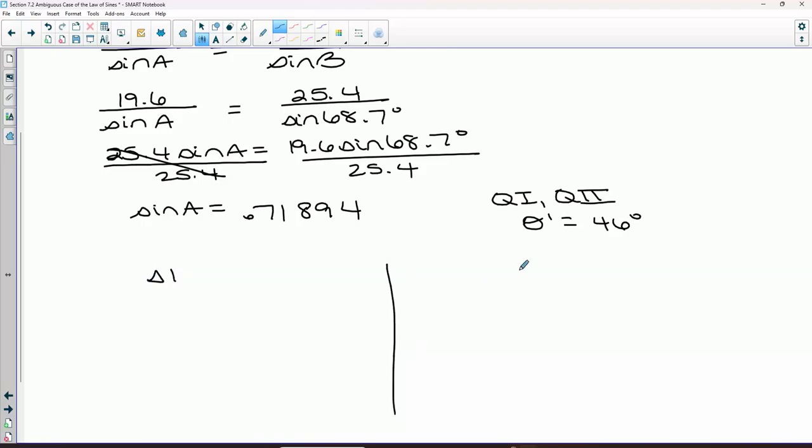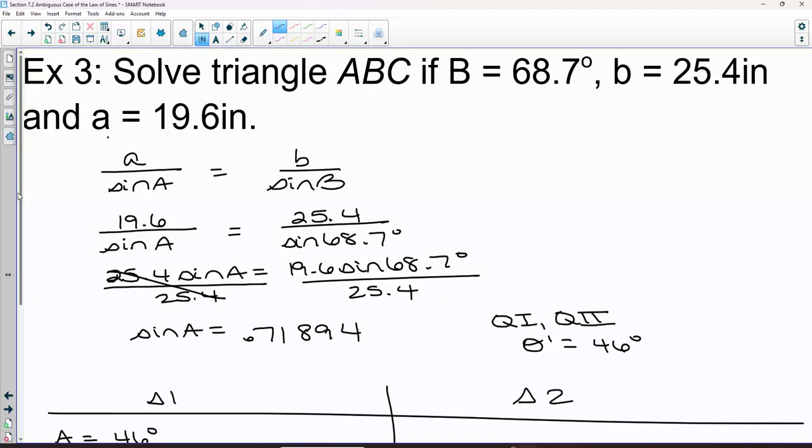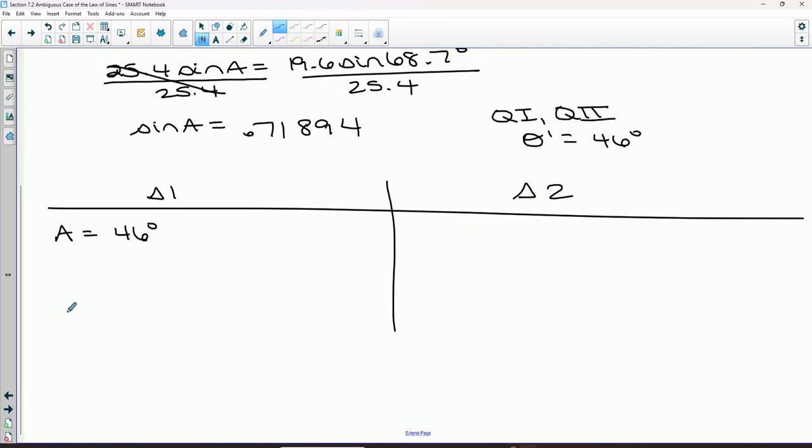Okay, so let's look at our triangles. If we have one triangle, that means in quadrant 1, angle A would just be the 46 degrees. Then angle, we didn't know C. So if we did 180 minus 46 minus 68.7, then that means the other angle will be 65.3 degrees in that triangle.